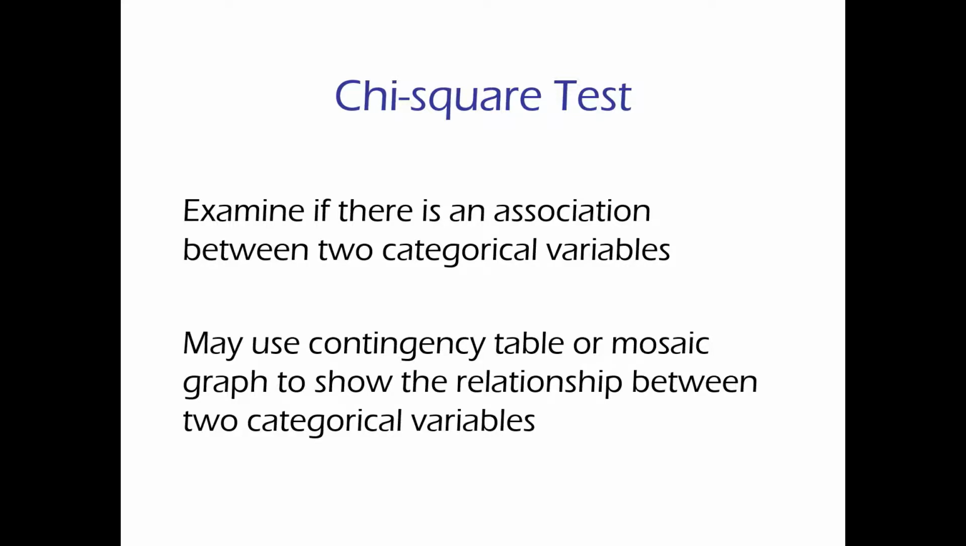The chi-square test is used for the scenario where we want to examine the relationship between two categorical variables. Besides the chi-square test, we can also use contingency table or the mosaic graph to explore the relationship between two categorical variables.